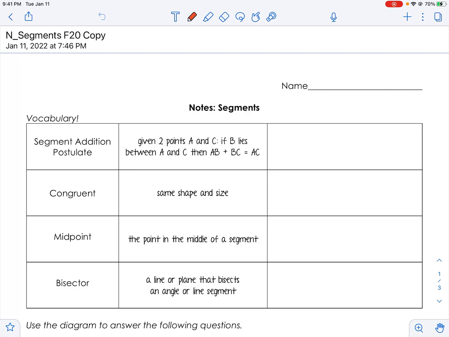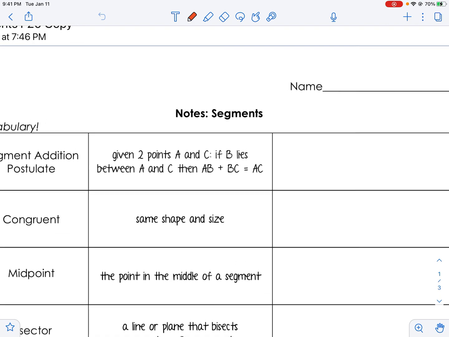This is Ms. Bauer here, and today we're going to talk about segments. Now, remember that a segment is different than a line because a segment has endpoints, whereas a line has arrows. So, a line has arrows, we can't measure it, but because a segment has endpoints, it means that we can measure it so we can do some math with it.